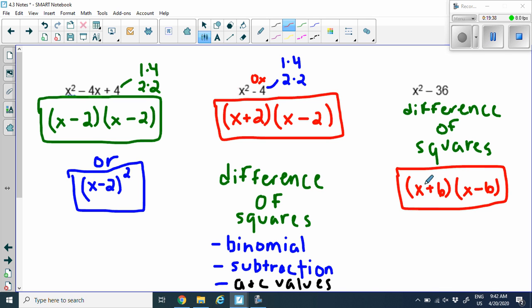So notice that your signs have to be different. One definitely has to be positive, one has to be negative. The order doesn't matter. And the number has to be exactly the same. Okay?